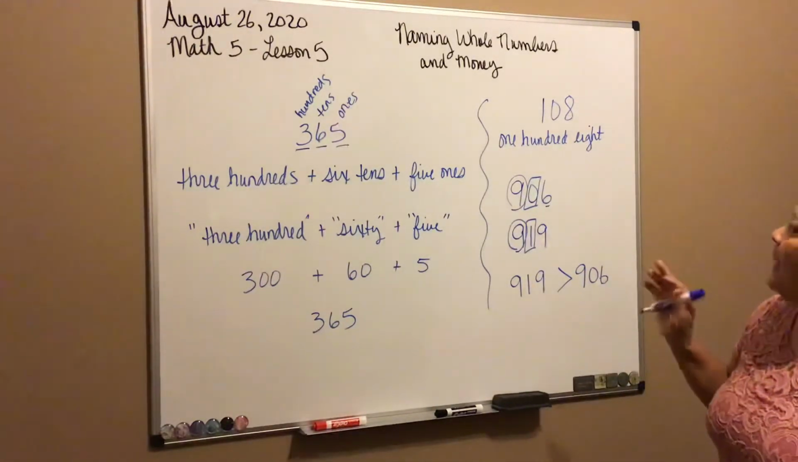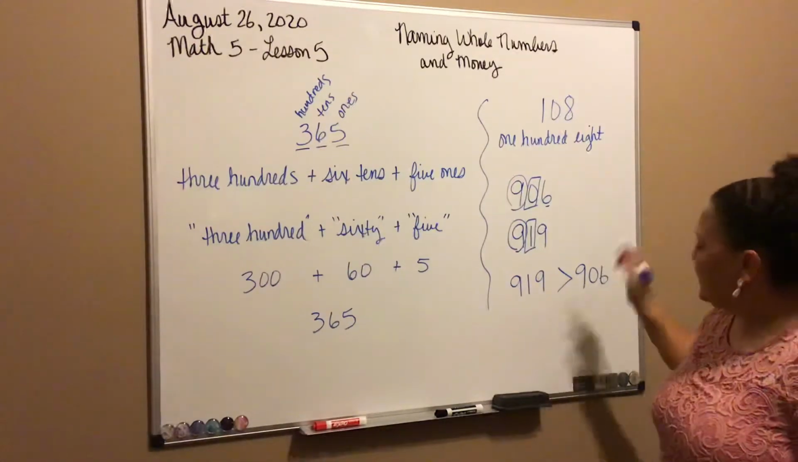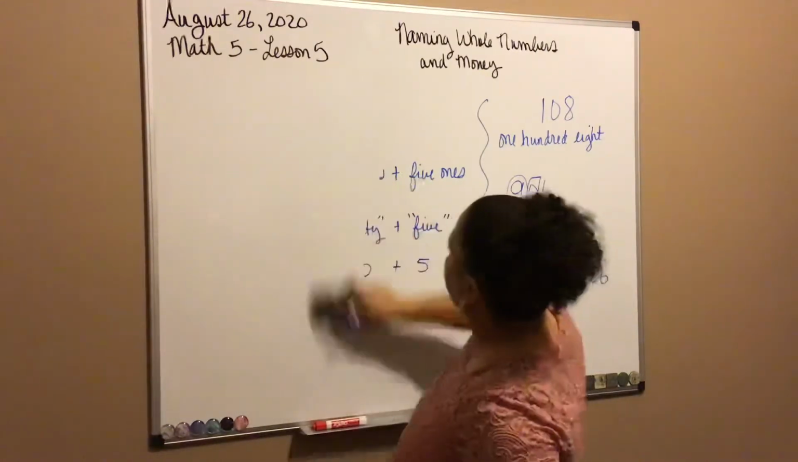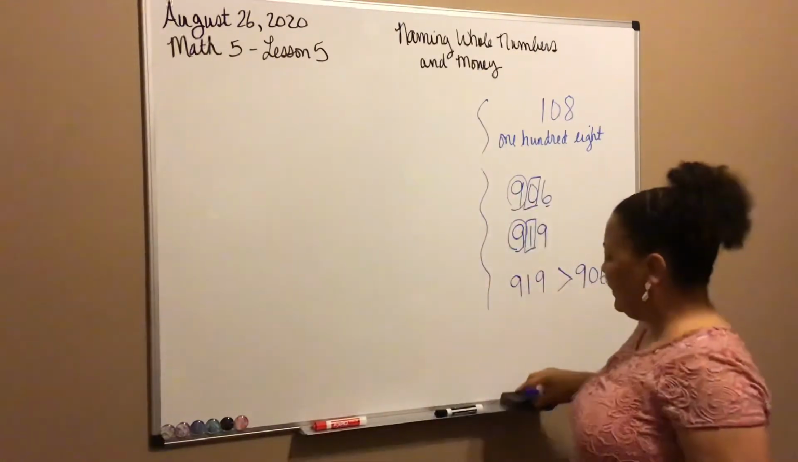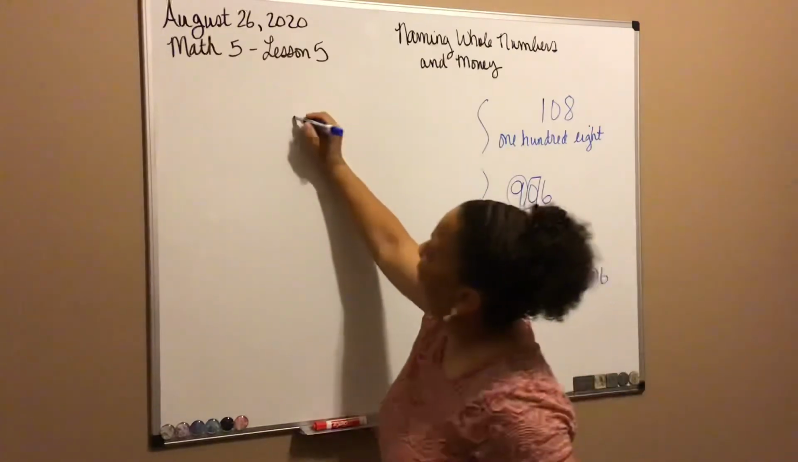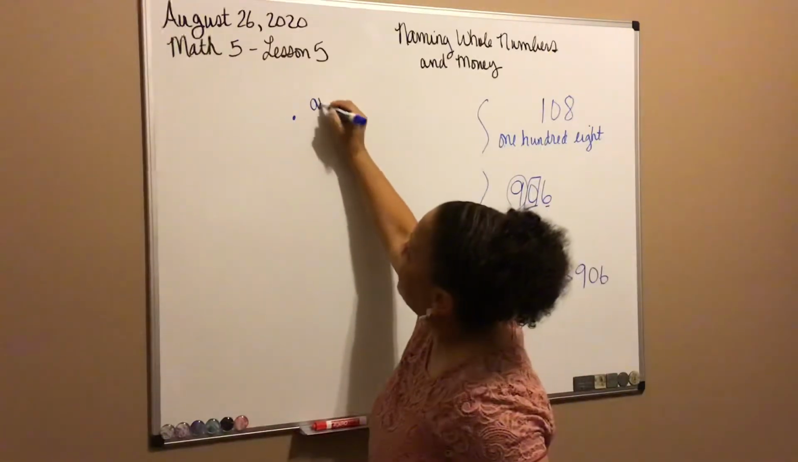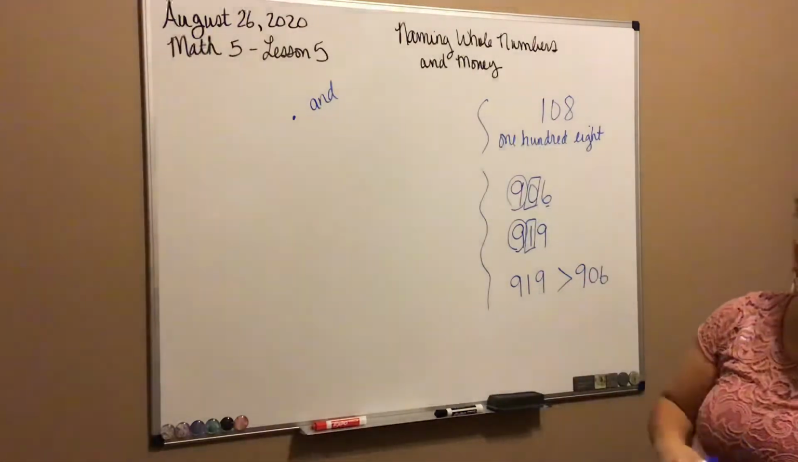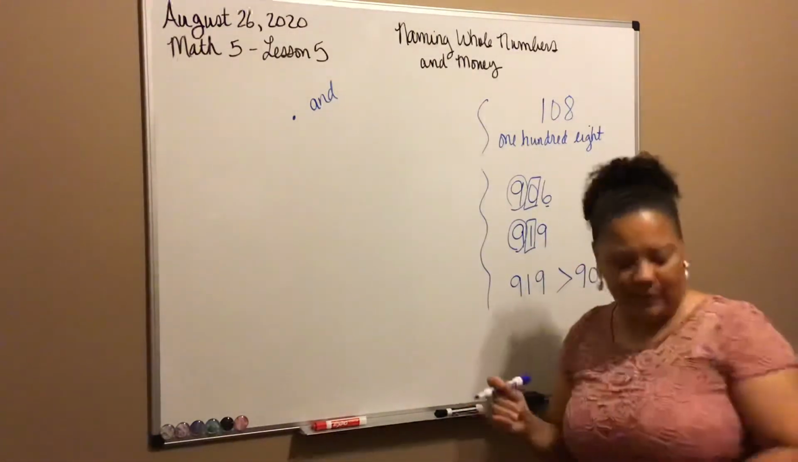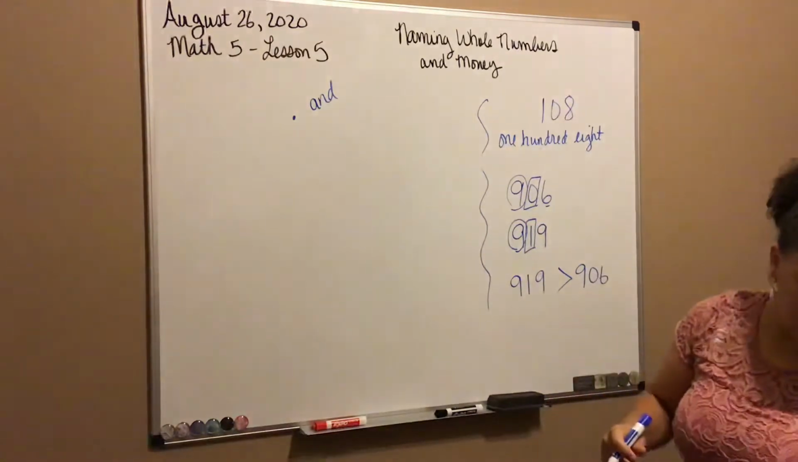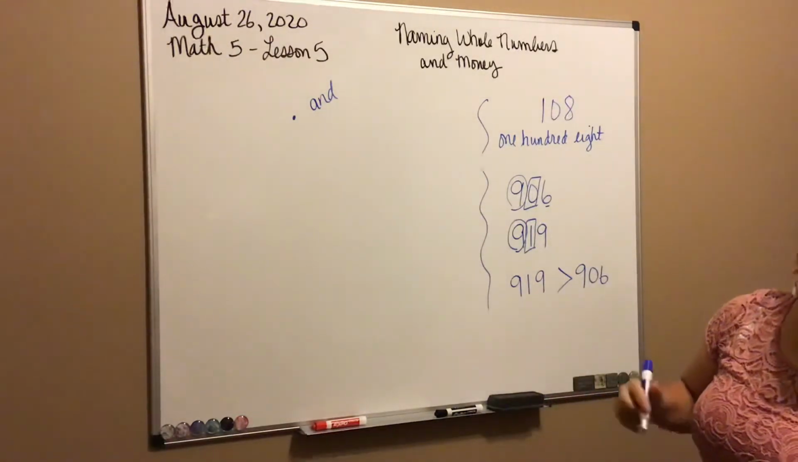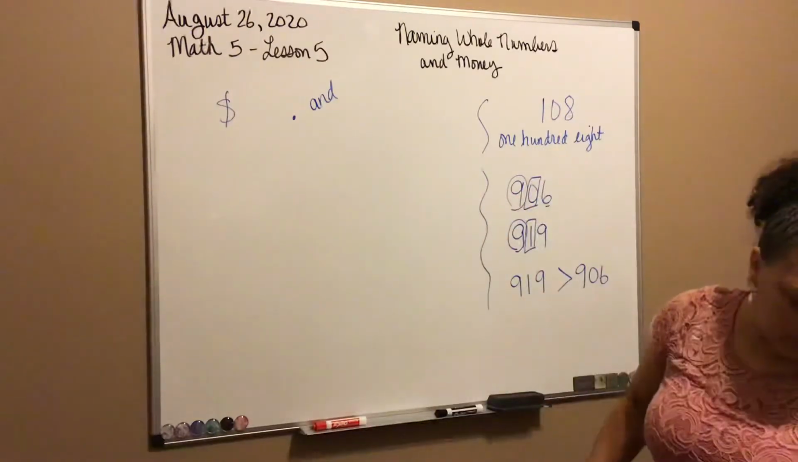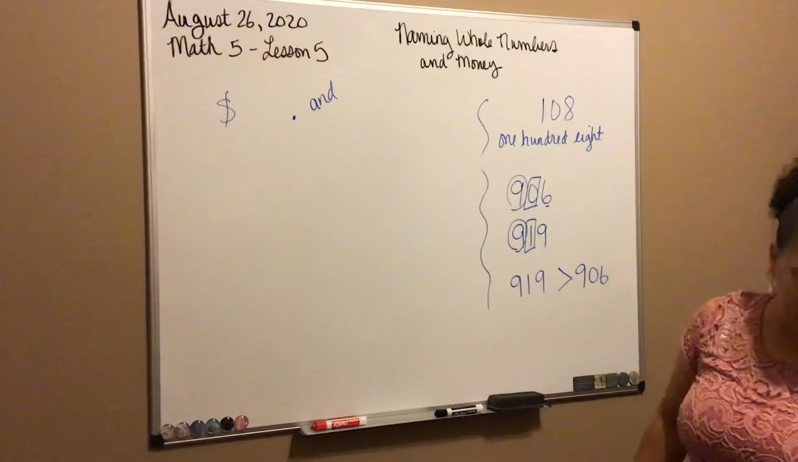So now let's talk about the decimal. I want to talk about the decimal a little bit. And like I said, we're going to get a little bit deeper into it in future lessons. When we have a decimal, we say and. Okay? Kind of, it represents that there is another amount or another portion. So dollars and cents are written with a dollar sign and a decimal, right? A dollar sign and a decimal.